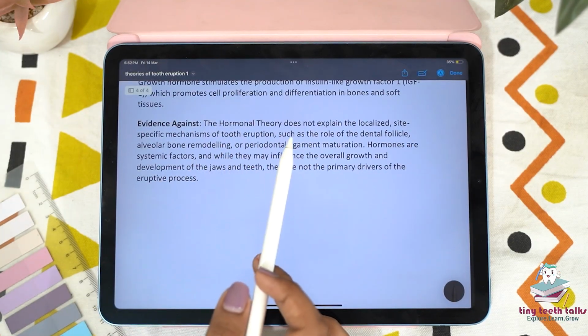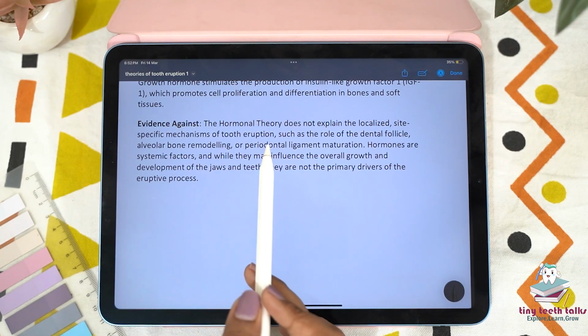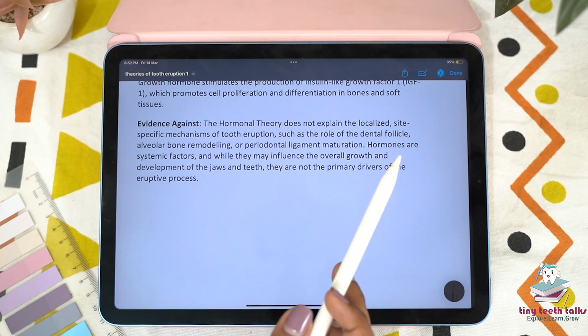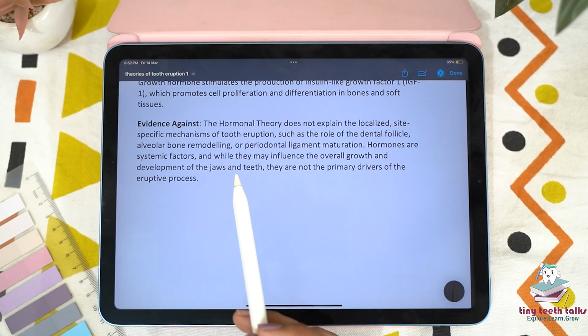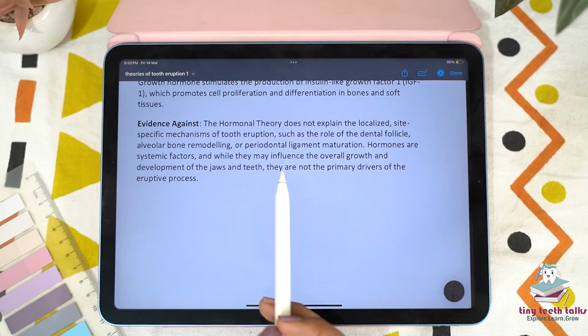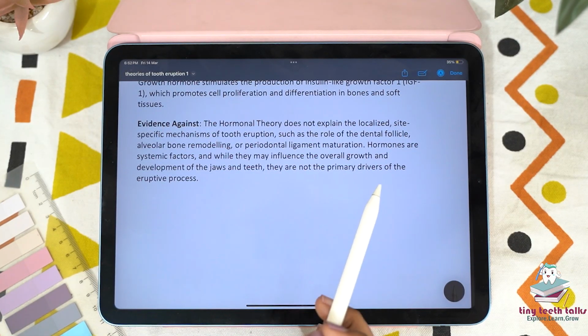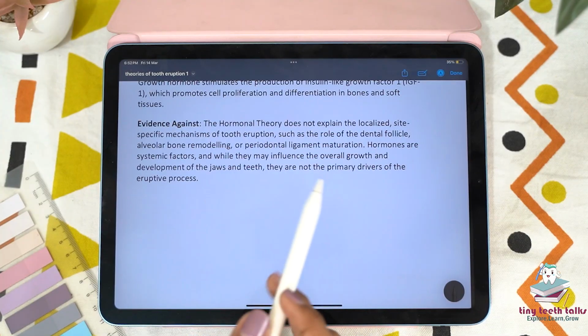But the hormonal theory does not explain the localized site-specific mechanism of the tooth eruption, such as the role of the dental follicle, alveolar bone remodeling, or periodontal ligament maturation. So hormones are systemic factor, and while they may influence the overall growth and development of the jaws and teeth, they are not the primary drivers of the eruptive process.